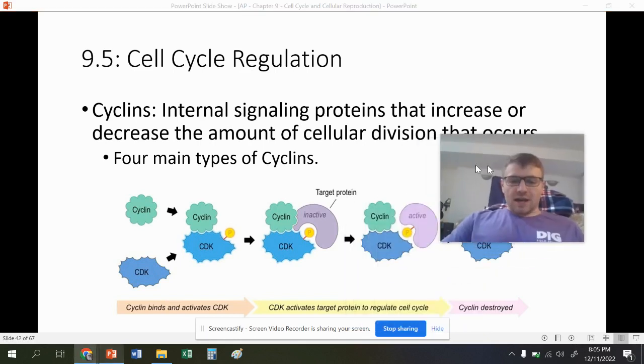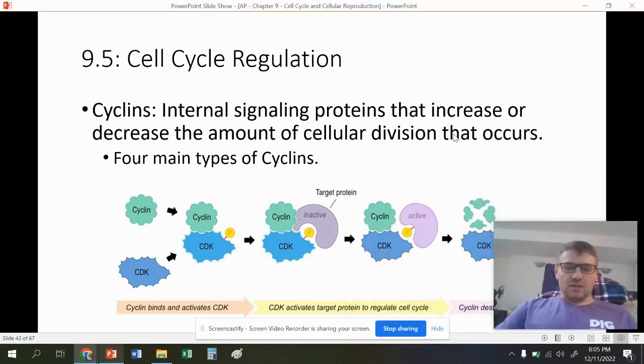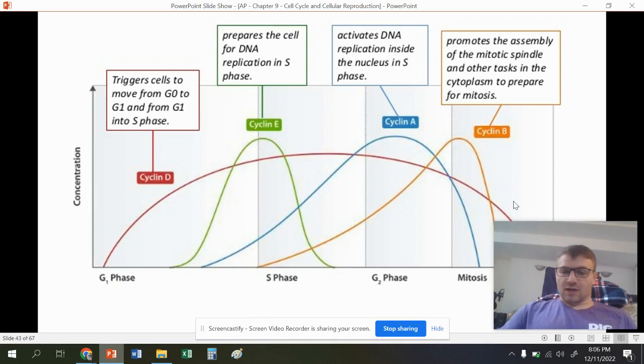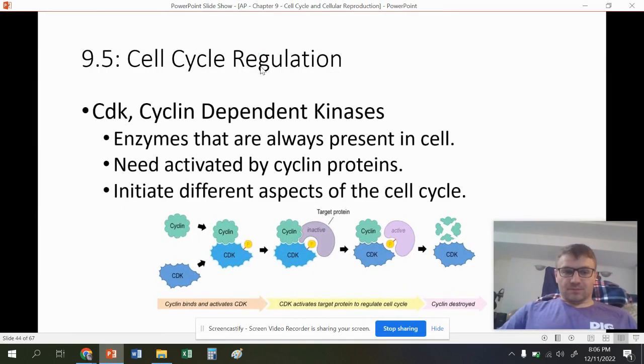And there are four main types. We're not going to really dive into each main type here. I'm just going to show you that we have different cyclins that occur at different times during the cell cycle. Each cyclin has a different initiation thing that it does to either activate or deactivate mitosis.